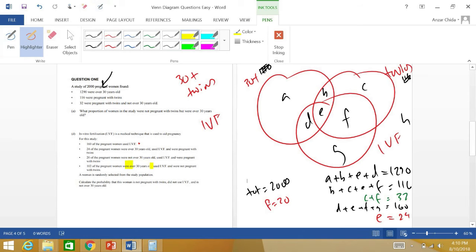And then finally, the last one, 120 of the over 30 years old. So we've got over 30. It's got to be in here. And then used IVF. Used IVF is these two. And not pregnant with twins. So not pregnant with twins has to be outside the twin circle. Got to be D. So D equals 102.